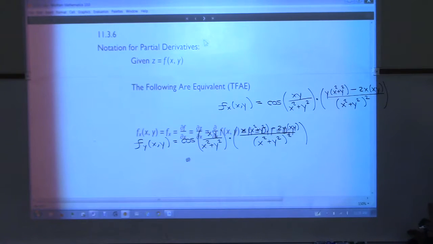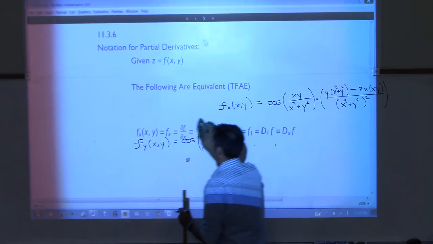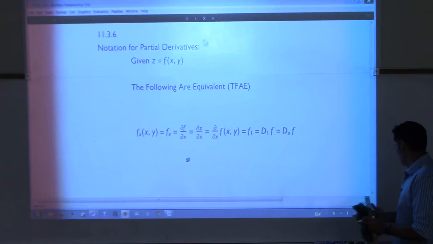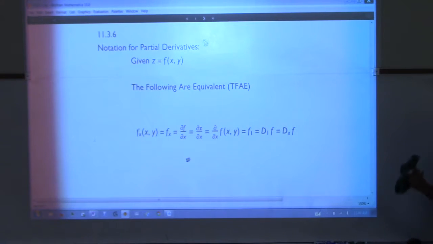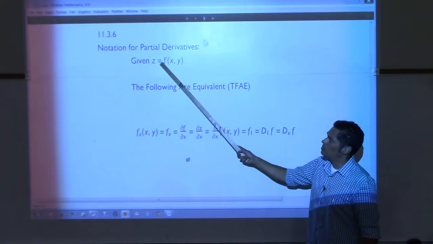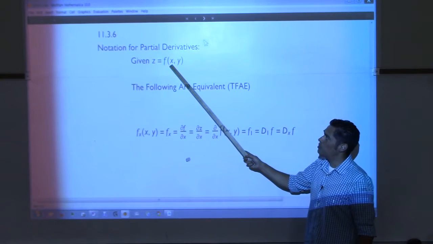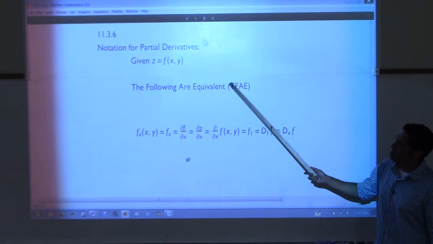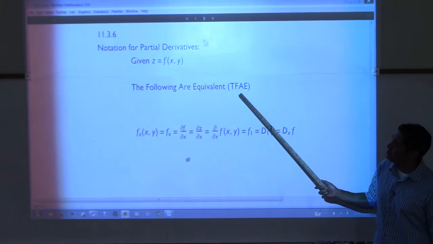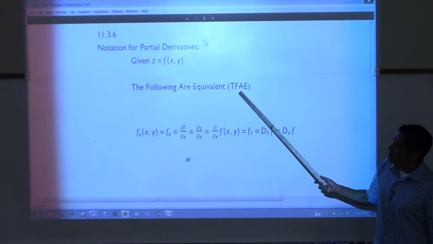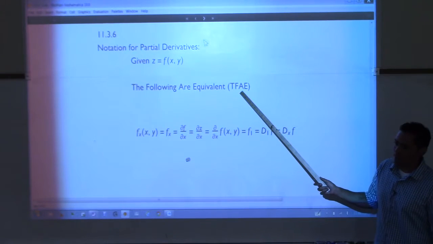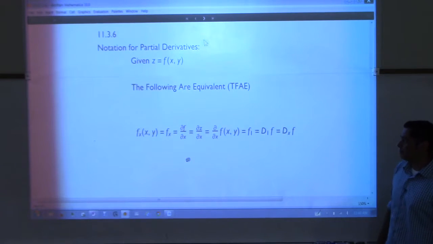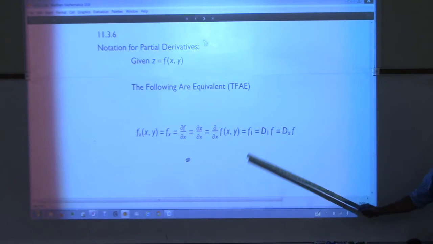All right, you were asking about notation. So suppose you have z is equal to some function of two variables x and y. Then the following are equivalent. Mathematicians like to write this instead of saying the following are equivalent because we're kind of lazy. You might see that in a textbook later on if you're a math person. It means that all of these are equal to each other, all right?